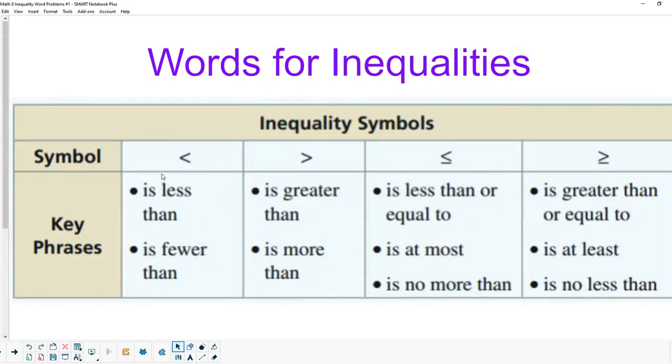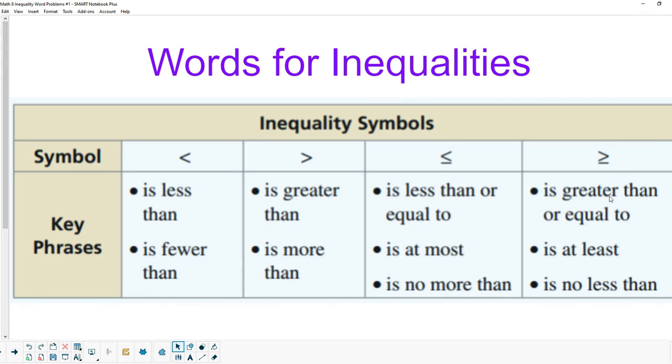Well, here's some of the words that you might see. Like if you see the phrase "is less than" or "is fewer than," you're probably going to want to have the less than symbol in your inequality. If you have the phrase "is greater than" or "is more than," that would probably mean the greater than symbol. Less than or equal to, you could look for that symbol. "Is at most," or "is no more than," a little different way of wording that, but both of those mean less than or equal to.